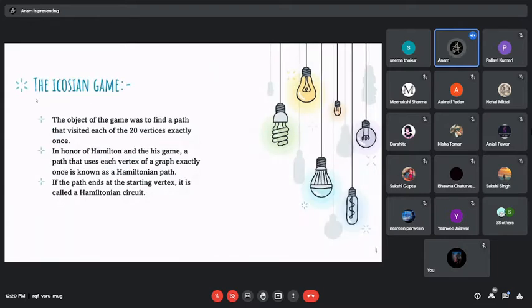Now, the objective of the game was to find a path that visited each of the 20 vertices exactly once. In honor of Hamilton and his game, a path that uses each vertex of the graph exactly once is known as a Hamilton path. If the path ends at the starting vertex, it is called a Hamiltonian circuit.